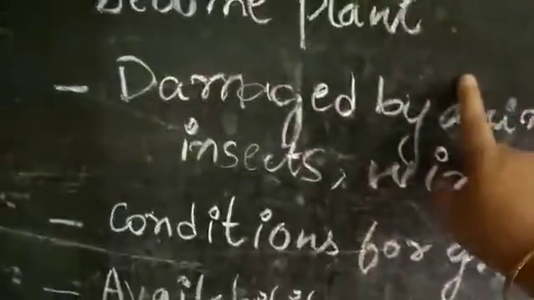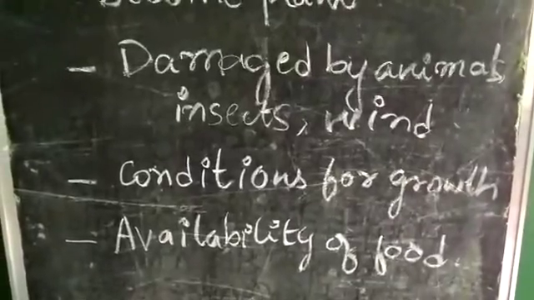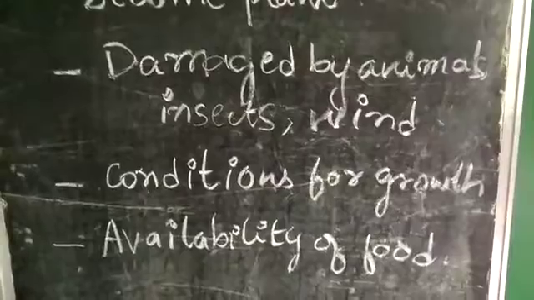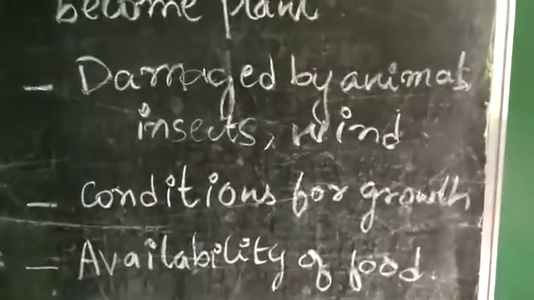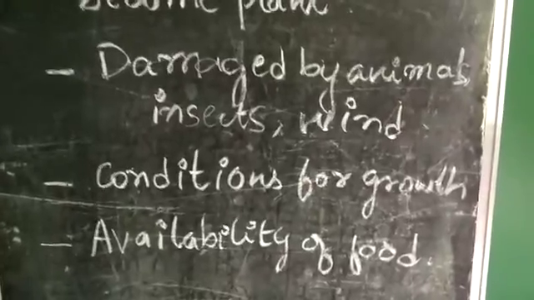So these are the conditions where the seed will not become a plant. It is either damaged by animals, insects or wind, or the conditions for growth like air and water are not available and the soil is not good, so the food is not prepared for the seed.